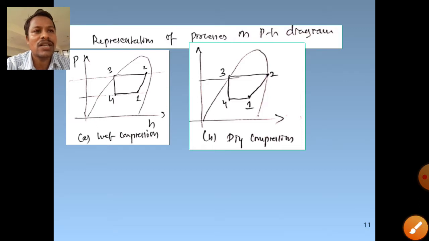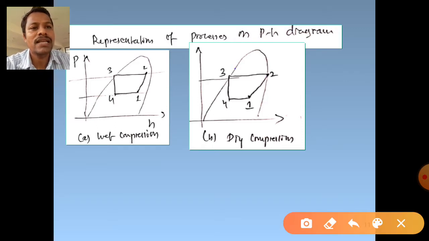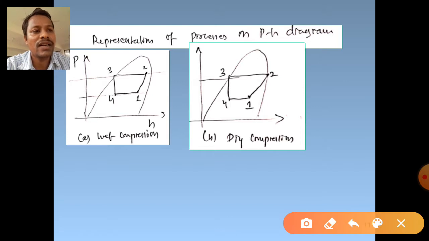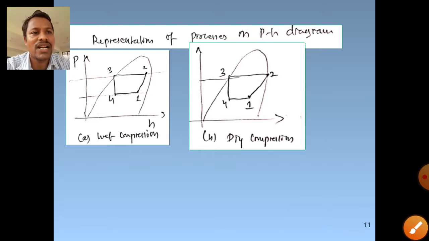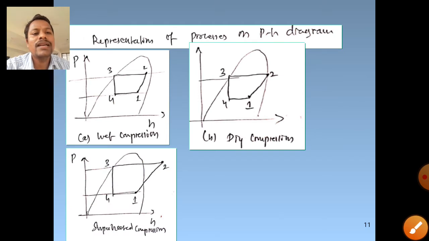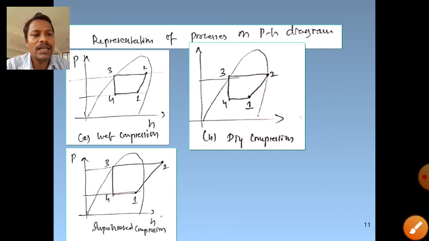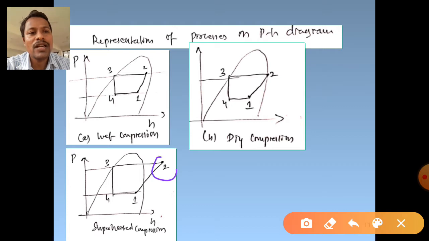This is the dry saturated vapor line. Then state 3 becomes saturated liquid after condensation. 3 to 4, the explanation remains the same. So this is how we represent the dry compression process on a pH chart. Then again superheated compression: if at the outlet of the compressor the refrigerant is a superheated vapor, then point 2 is to be marked in the superheated region.